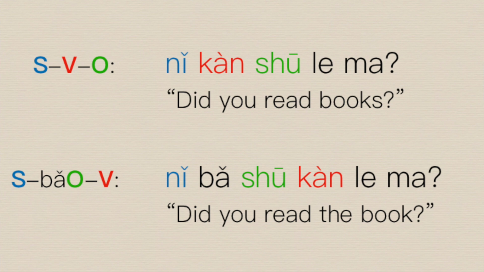Third, here we have a question. Let's see how this works with a question. 你看书了吗? Subject, verb, object, we just have that question word, ma, that comes at the end. Did you read books? Okay, let's change this question into a 把 sentence. 你把书看了吗? Did you read the book? Did you take the book and read it? So hopefully this gives you some direction as you become more familiar with and comfortable with using the 把字句, the 把 sentence structure.